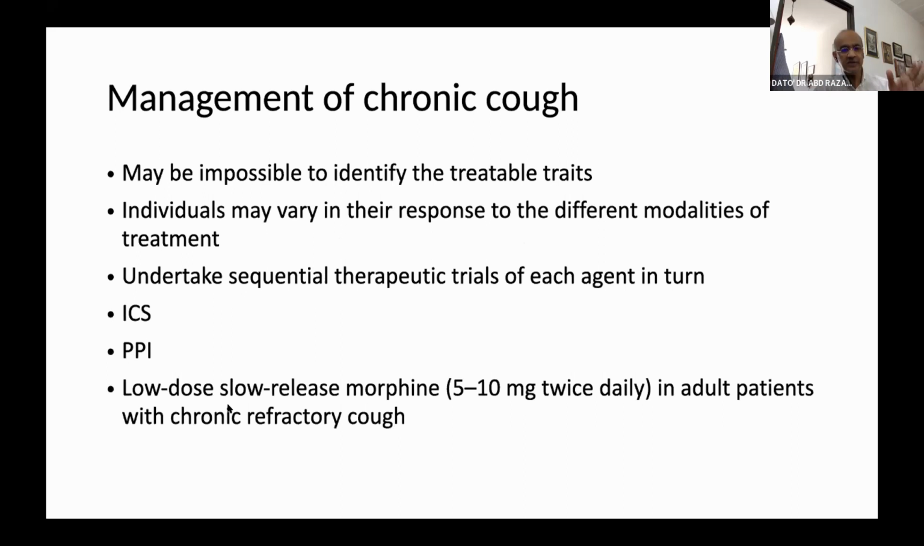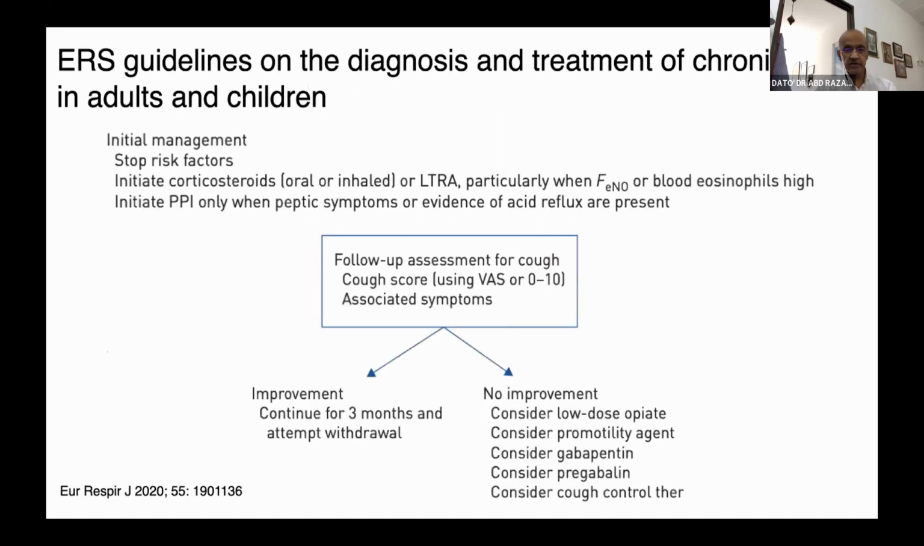then some people find there's no other cause of the cough, no cancer, nothing. They even give low dose morphine or a cough suppressant drug with morphine content, which may be helpful. If everything else fails, they also send the patient for some counseling or cough control therapy. Okay, this is something basic in management. Again, as mentioned by the European Respiratory Society, the ERJ in 2020, what I mentioned is the same. So they go by sequential therapy for the patient.